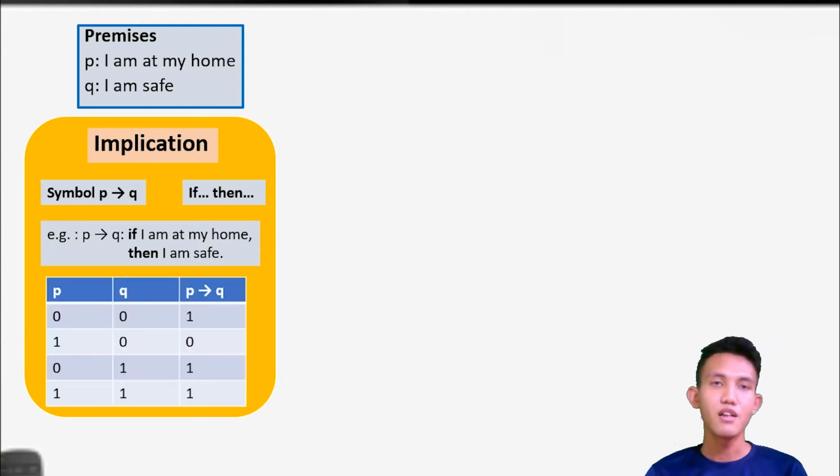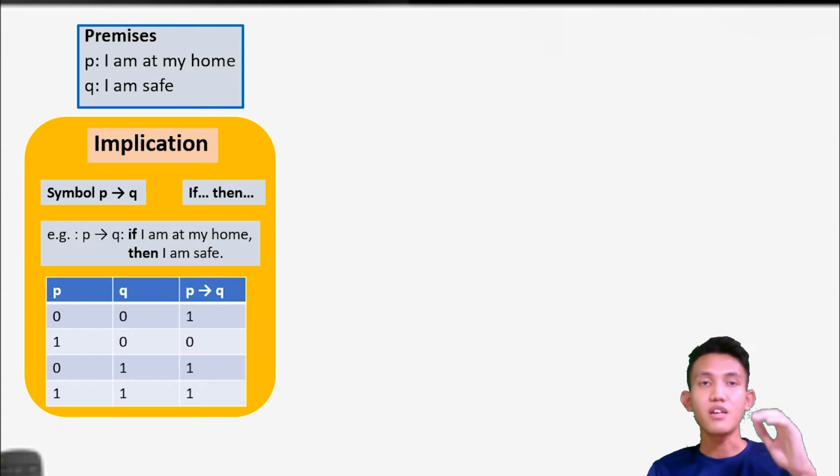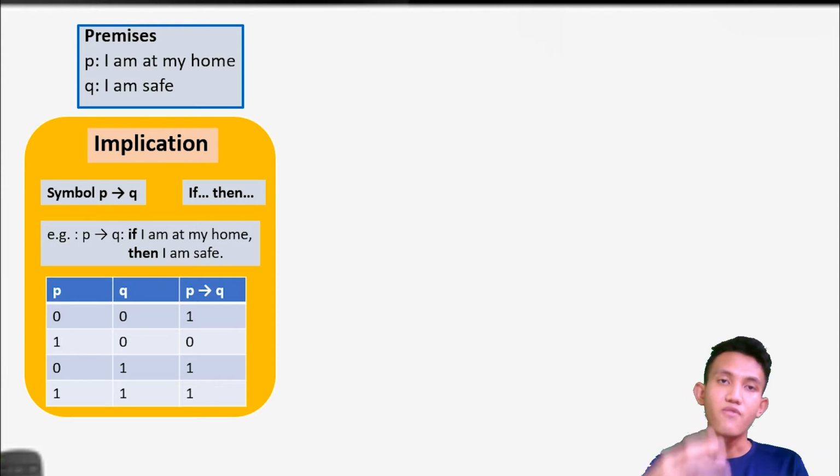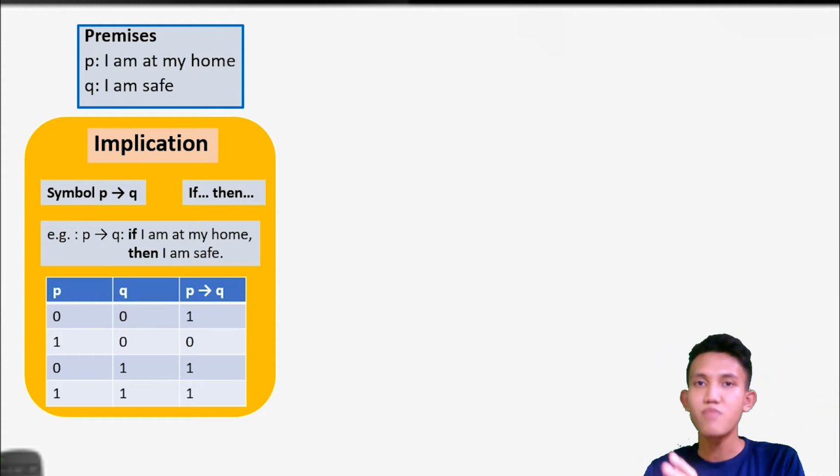So for the truth table, with the values P 0101 and Q 0011, sorry, it's my phone. For the implication truth table, we can get true for all of it, but the only false that we can get is when the first premise is true and the second premise is false. So let's look into the slide.